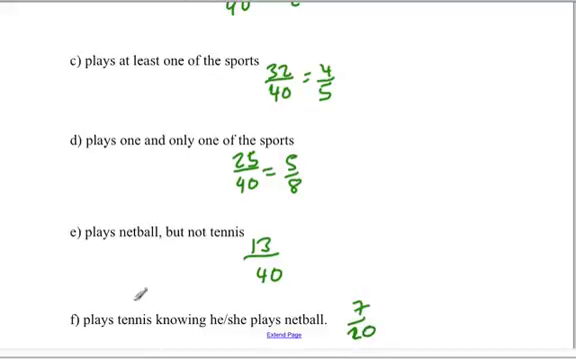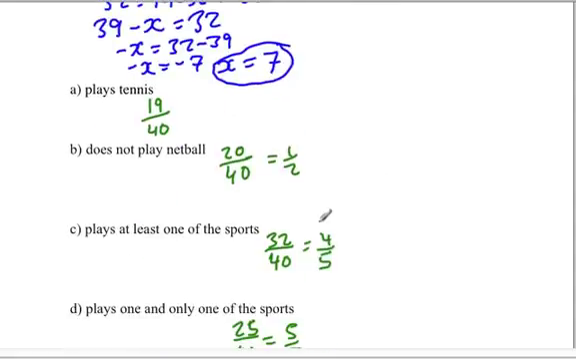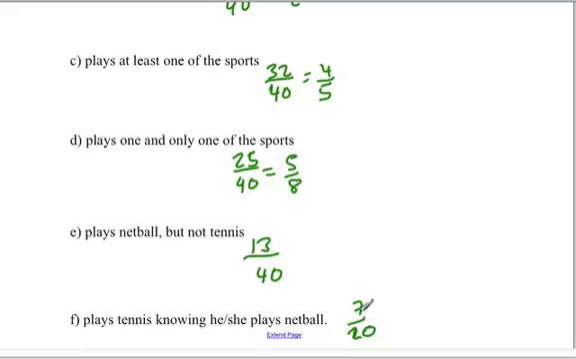Now, this is the important part, that you know he or she plays netball. So when you know that, you know you're only talking about these 20 students. And so that's going to be your sample set. And of that sample set, 7 play tennis.